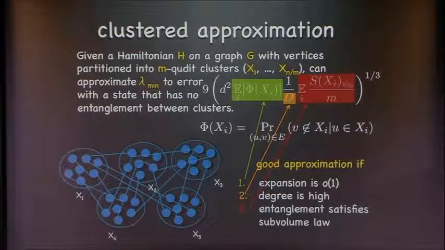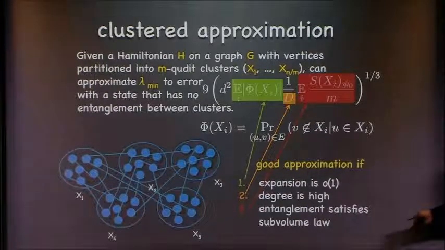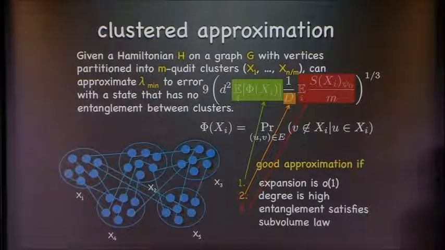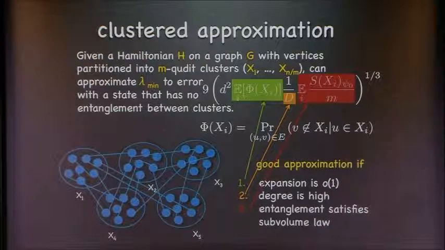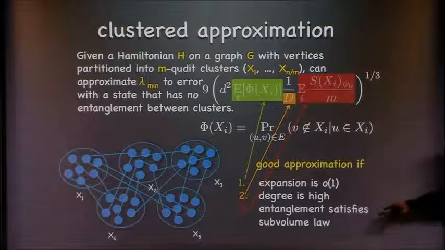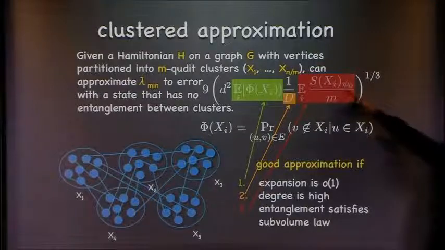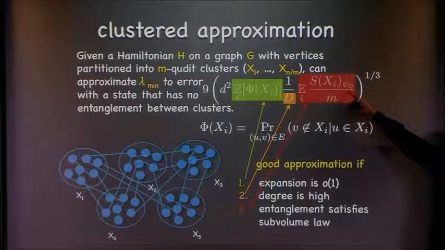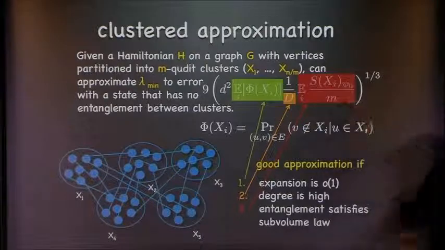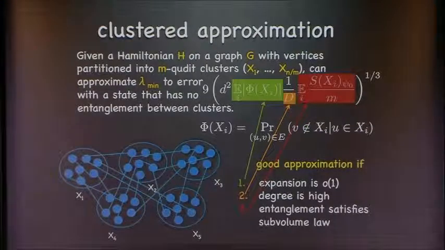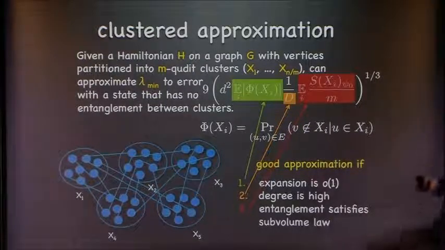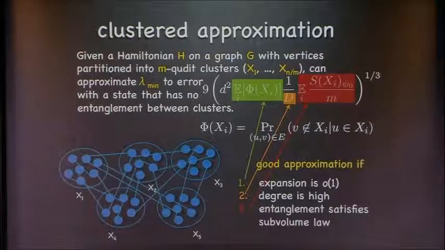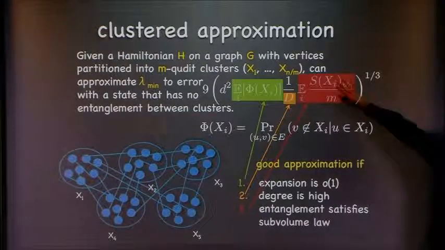Second, we have a good approximation if degree is high. That I think is surprising. That's new to quantum states. And finally, we get a good approximation if entanglement satisfies a sub-volume law. This was asked about earlier: does an area law imply a good approximation? Here we have a term that's the entropy of a subsystem divided by m, the size of that subsystem. The most this can be is 1. If every subsystem is maximally entangled with the rest, that term is going to be 1, and it at least will not hurt the rest of the argument. It just goes away.